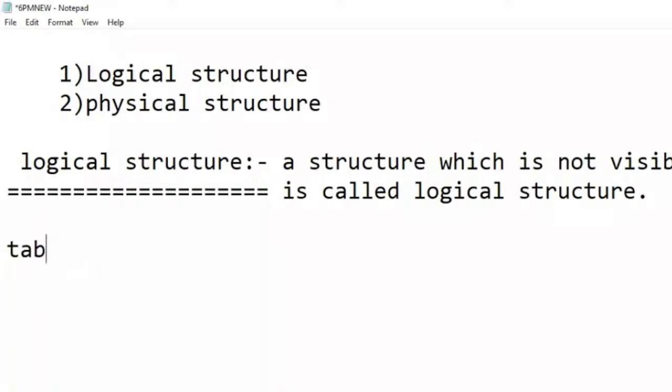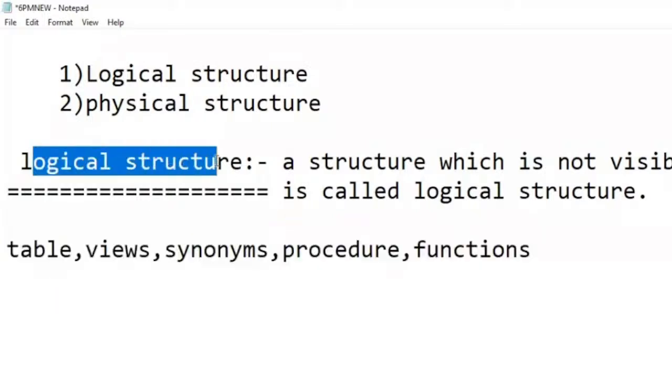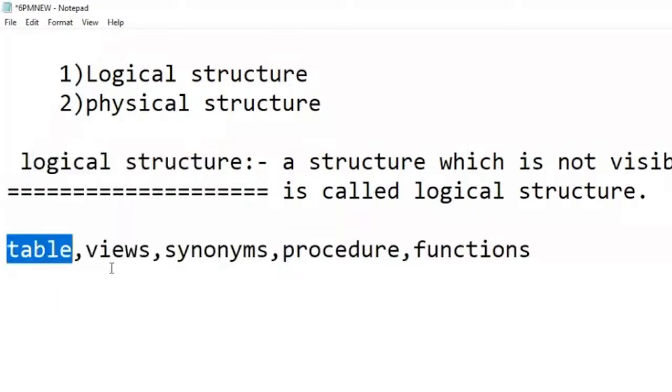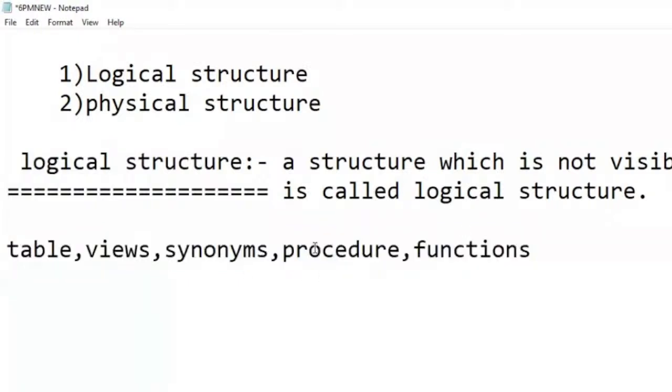That logical structure contains tables, in Oracle, SQL Server, and MySQL also. Views are there, synonyms are there, indexes are there. These are all database objects. So many things are there: procedures, functions, triggers, packages. These are all logical structure. That is not visible in the operating system. Whatever objects we are learning in our courses are not visible in the operating system.